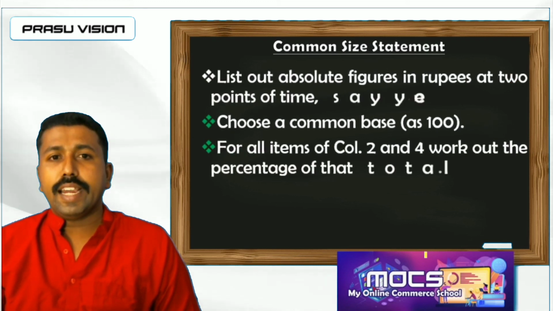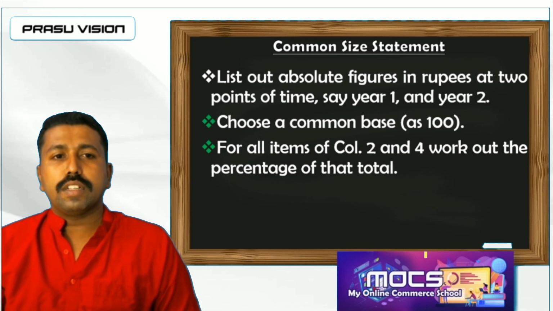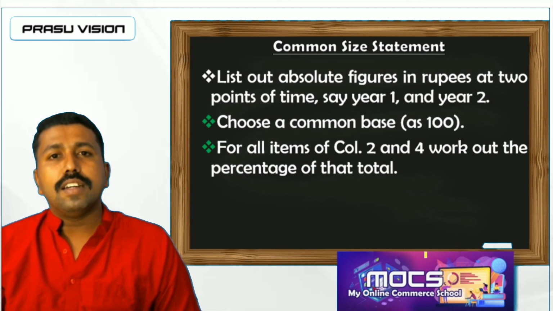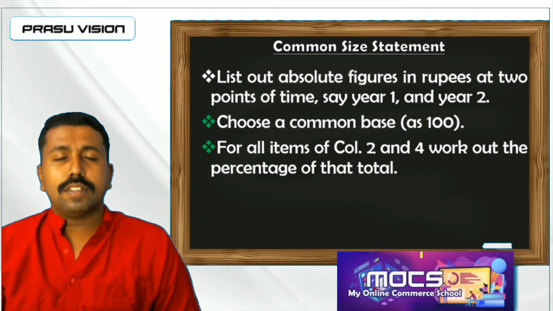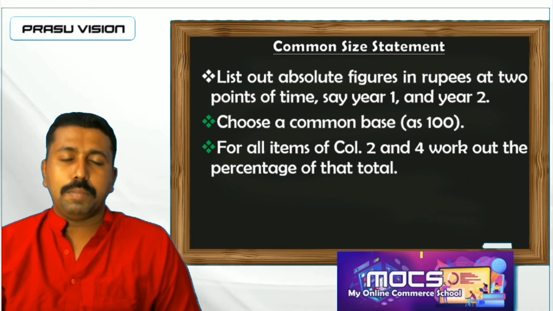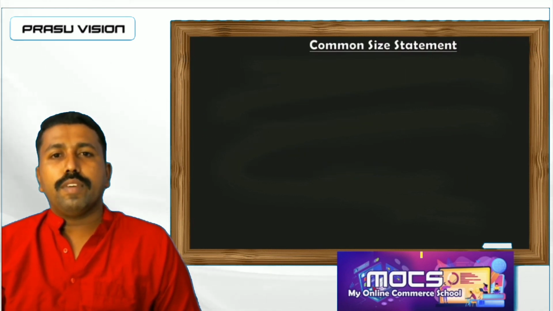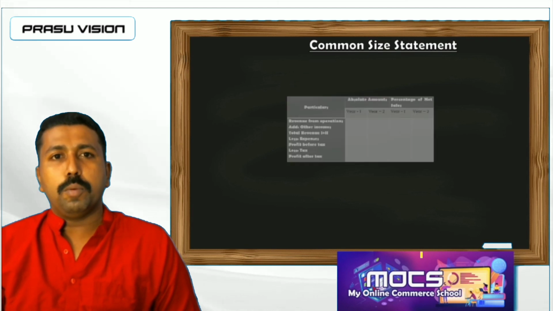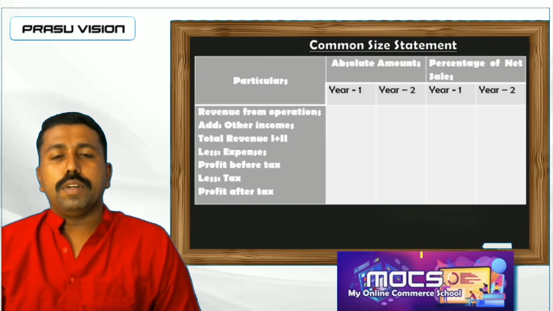We will list out all the items, the absolute figures, and we will find a common base. The common base will be the total of equity and liability or the total of assets. We will find the percentage based on that common base. That means we are taking the value of the total as the denominator for finding the percentages.